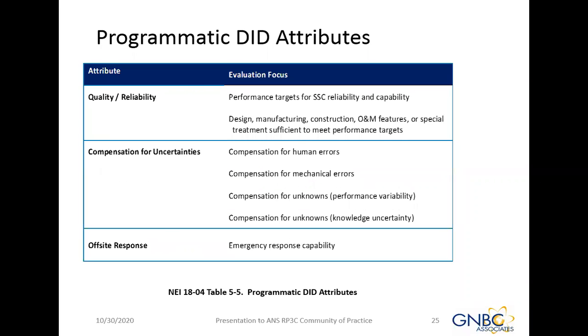In the next attribute set for programmatic, and this comes back to a question that was asked, you also look at the performance targets for SSC reliability and capability. You look at special treatments such as quality assurance programs, testing programs, or other treatments to demonstrate that you're going to be able to meet the expectations of the design. How much of that's required can be and should be a risk-informed answer, because not all components have the same risk significance.